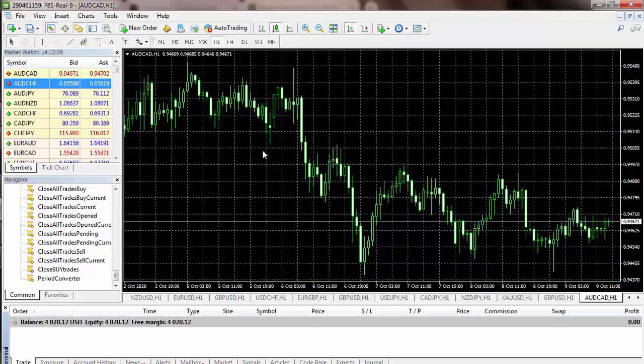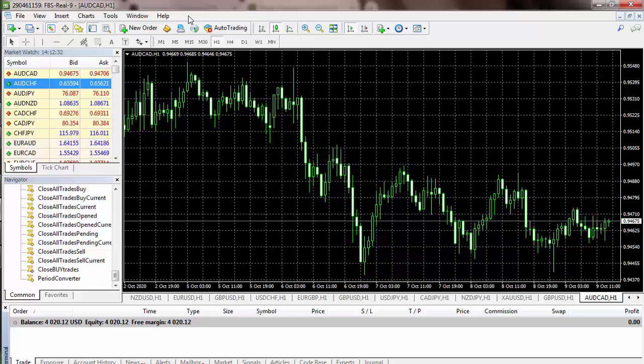So this is what is going on in the market, and the market price at this time for this currency pair is 0.9467. So don't always count this last digit because it is the micro pips. So this is the chart.